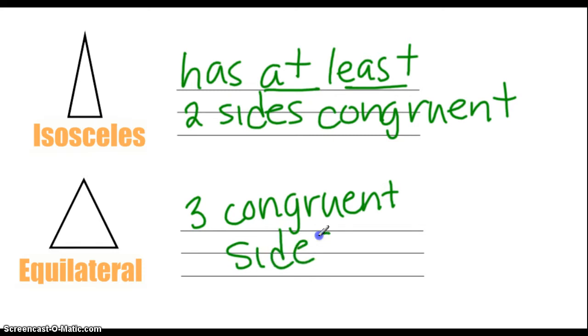And if you think about it, if it's equilateral and at least 2 of the sides are congruent, it's also isosceles. So it goes back to that every equilateral triangle is isosceles, but not every isosceles triangle is equilateral. So you got to keep that in your mind.